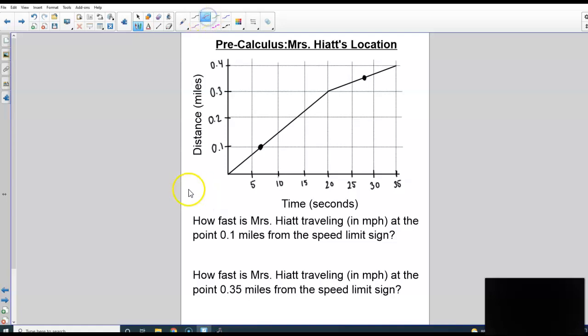Remember, too, I'll put this up here, that your speed is your miles per hour. So it's the miles distance divided by hours, which is time.